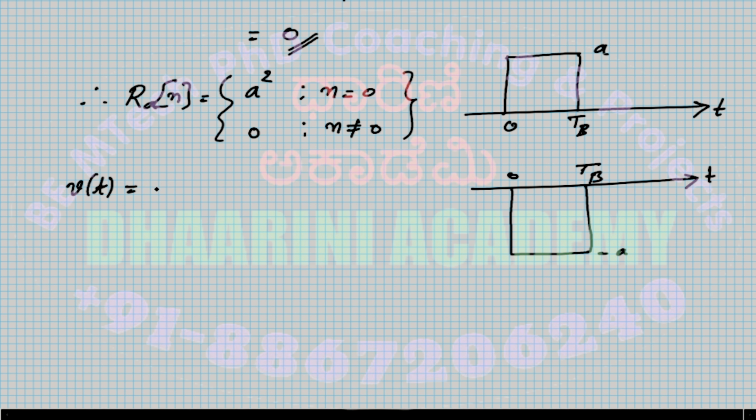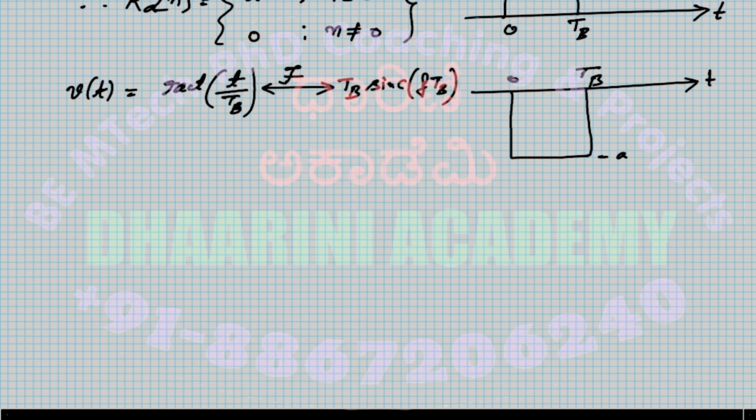So v of t, I can still write that as, what was our function? It is a rect function, correct? If you remember, this is a rect of t by tb. So what is its Fourier representation? Whenever I take that, it's TB times sinc function of f into TB. All right, you remember that. That's very good. Okay, let's proceed.